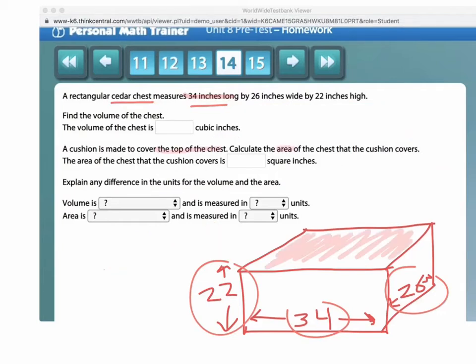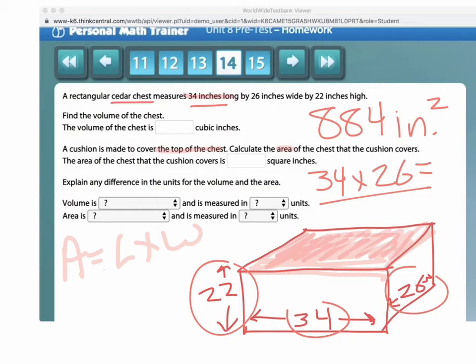Part 2 of this problem, they're asking, we're going to put a cushion on top of the chest here. So how big does that cushion need to be? We need to calculate the area of this top. And we know that the length is 34 inches and the width is 26 inches. So the area is equal to length times width. Another word for that would be the base of the prism. So multiplying 34 times 26, you end up with 884 square inches. You have to make sure that it's area, so they're measuring in square inches.